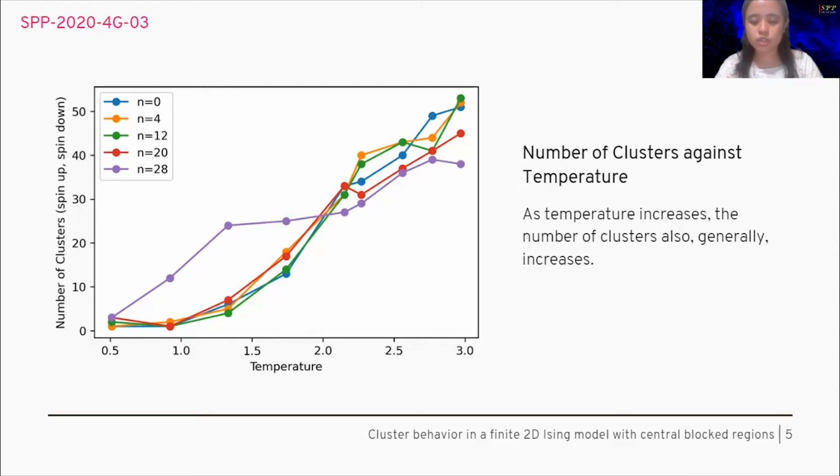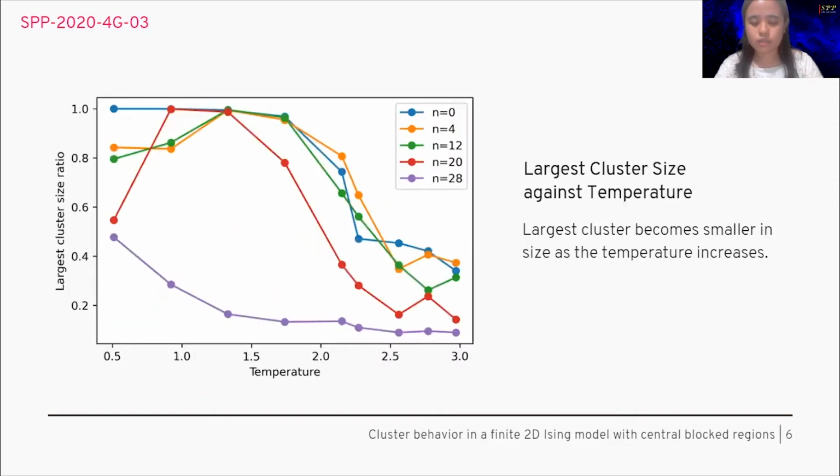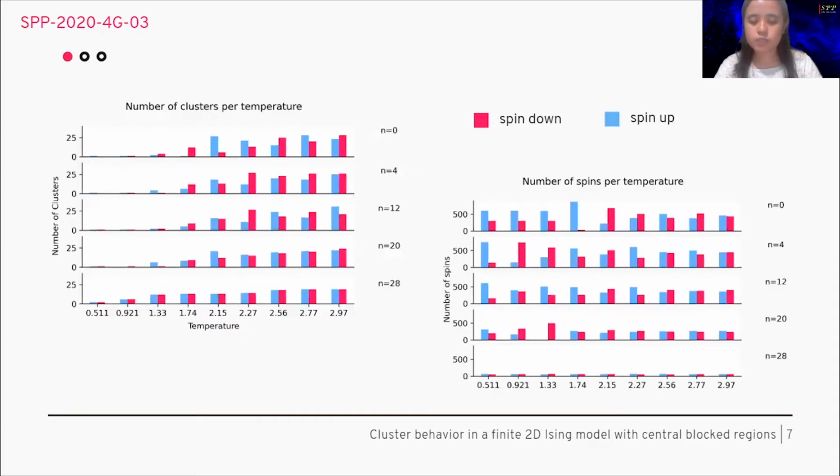Such behavior is more prominent for those with n less than 28. Having more clusters at higher temperatures implies that cluster size becomes smaller. And from our findings of the largest cluster size ratio per temperature, we indeed find that the cluster size becomes smaller for increasing temperature. So we further expanded the previous results to its corresponding spin-up and spin-down domains.